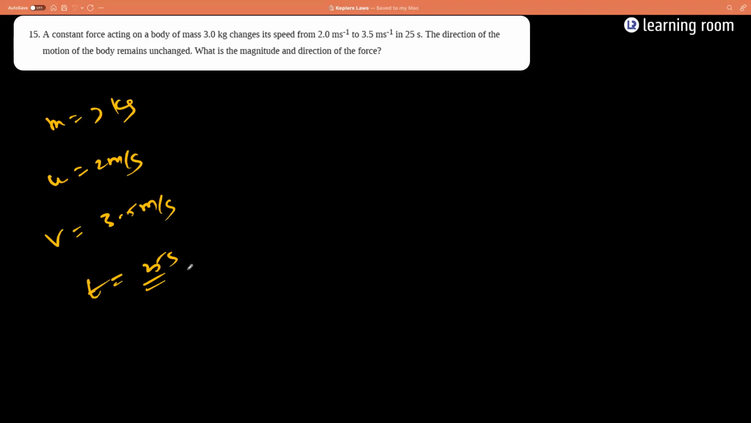A constant force acting on an object of mass 3 kg changes its speed from 2 to 3.5 in 25 seconds. The direction of motion of the body remains unchanged. Find the magnitude of force and direction of the force. What is given? Mass is 3 kg. u is 2 meter per second. v is 3.5 meter per second. Time is 25 seconds. The direction of motion remains unchanged. It's moving in a linear path, and there is a constant force. So constant force means acceleration is constant.